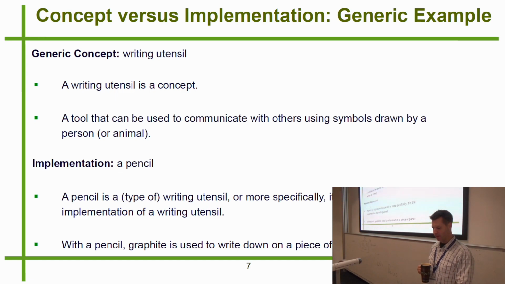So a pencil is a type of writing utensil, or more specifically, it is the implementation of a writing utensil. Somebody turned this into a reality. They developed a tool that implements the idea of writing or a writing utensil. It's not a very exciting example. Question? I think generic concept is hard to do, and implementation is hard to do.